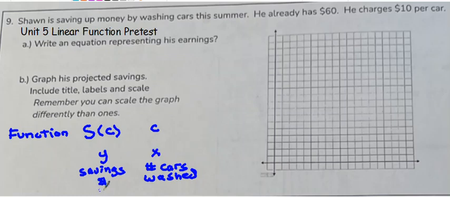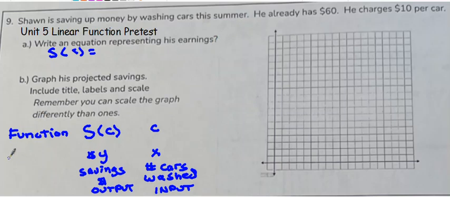Again, this is the input right here. This is the independent variable. This is our output. This is the result of washing the car. We get money for it. This is the number of cars, and this is dollar amount. So if we write this in function notation, we would say that the savings as it relates to the number of cars washed is, now we're looking for a rate.